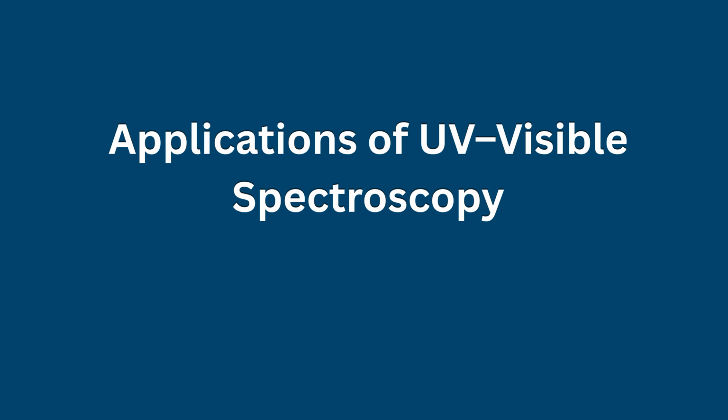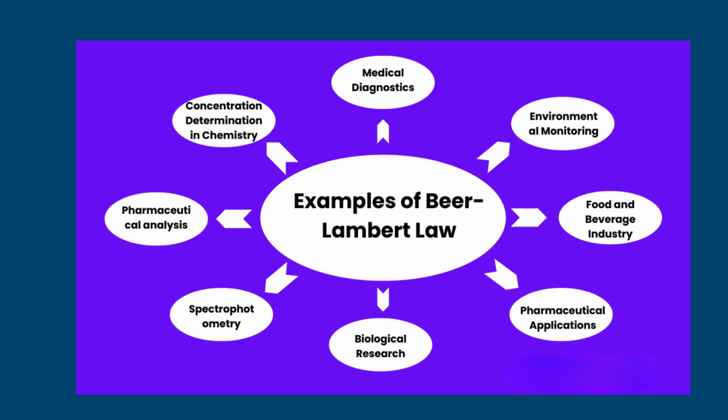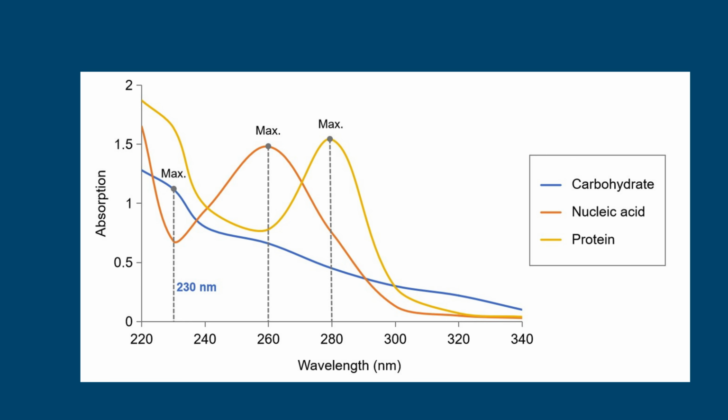Applications of UV-visible spectroscopy. Quantitative chemical analysis: widely used for concentration determination based on the Beer-Lambert law, particularly in solution chemistry. Biochemical and biomedical studies: quantification of proteins, for example, at 280 nanometers, nucleic acid analysis at 260 nanometers, and monitoring conformational changes.